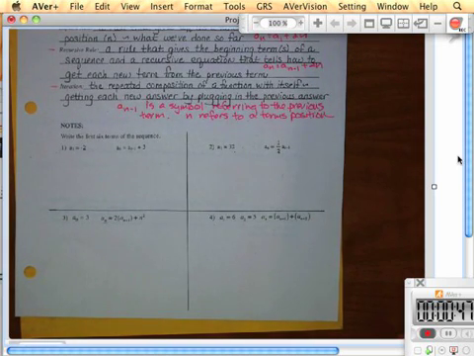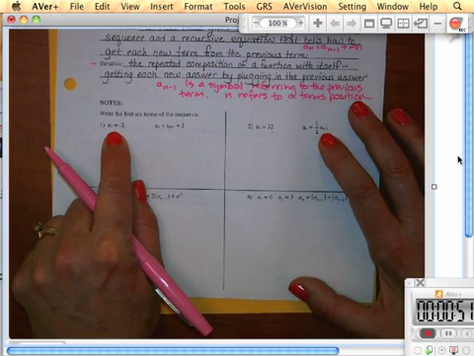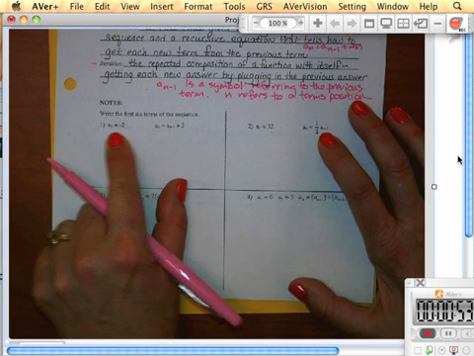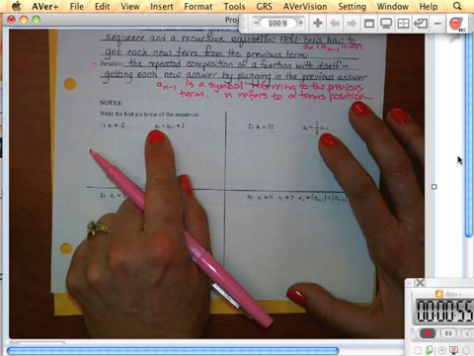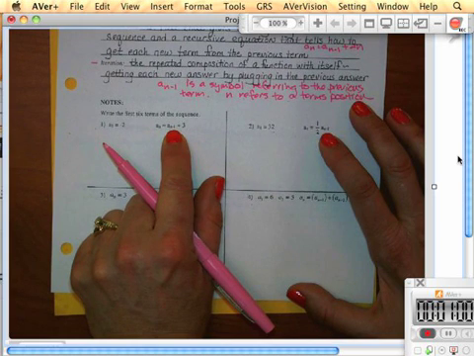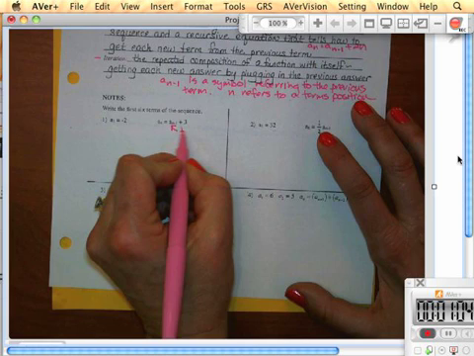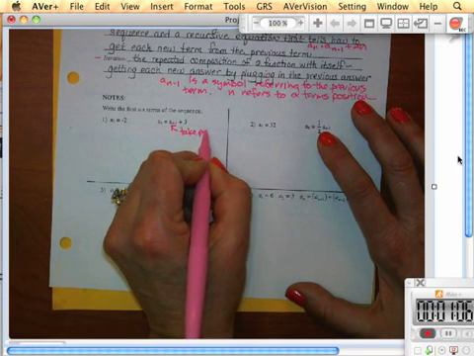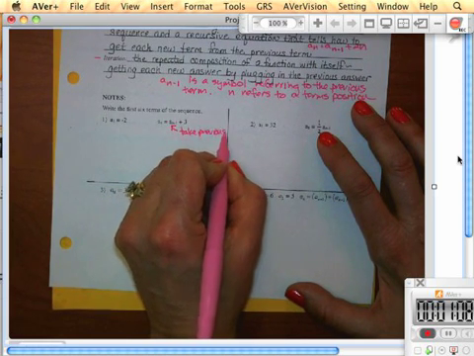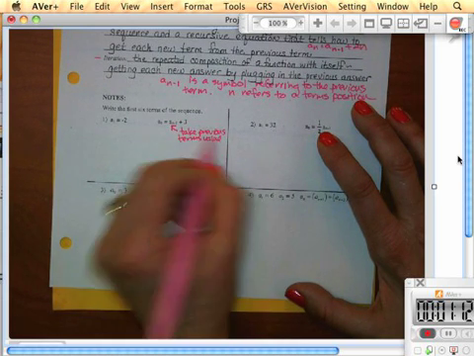All right, so here, let's look and see what we have. It says, write the first 6 terms of the sequence. They gave us a sub 1. And then this is the function that we're working here. A sub n equals a sub n minus 1 plus 3. This says, take the previous term's value and plug it in.